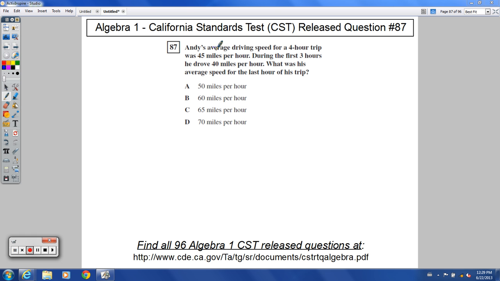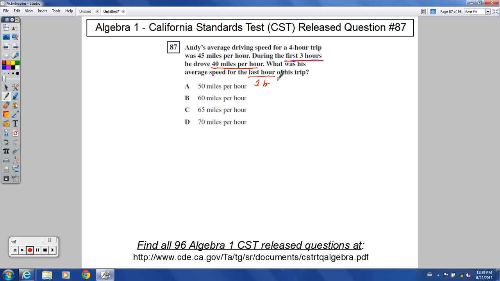Question 87 says Andy's average driving speed for a 4-hour trip was 45 miles per hour. During the first 3 hours, that sounds pretty important to me, the first 3 hours, he drove 40 miles per hour. What was his average speed for the last hour of the trip? So the last hour, that's just 1 hour that we're thinking of right there.